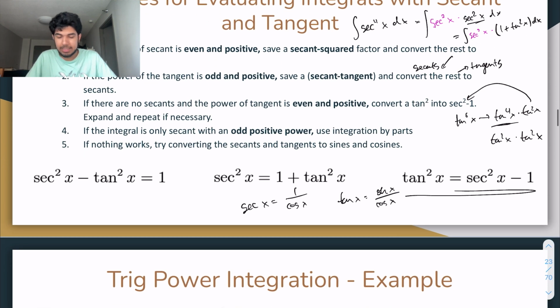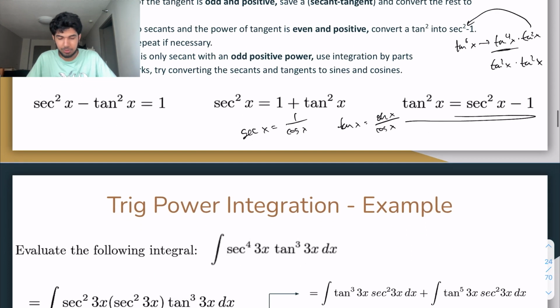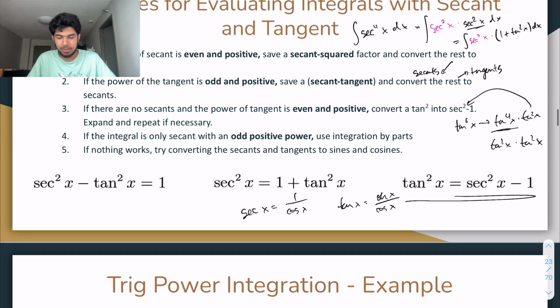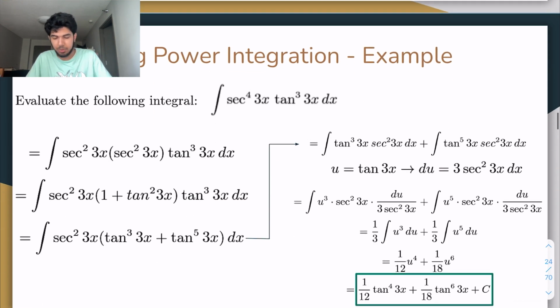If the power of the secant is even and positive, which it is, then save a secant squared factor and convert the rest to tangents. So let's do that. We break the secant to the fourth of 3x into secant squared of 3x times secant squared of 3x. This is the one that we'll save. We'll convert the rest of the secants into tangents. So for that, we'll use our trig identity, saying that secant squared of 3x is equal to 1 plus tangent squared of 3x.